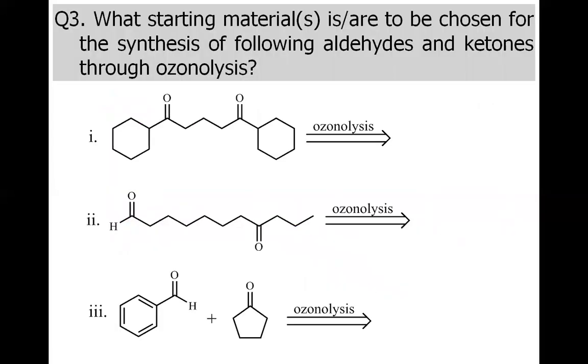The third question was, what starting materials are to be chosen for the synthesis of the following aldehydes and ketone through ozonolysis? Basically, this is the reverse of the first question. In the first question, you were asked about the product that could be formed from the ozonolysis of an alkene. Here you are asked which alkene must have been ozonolyzed to produce these carbonyl species.